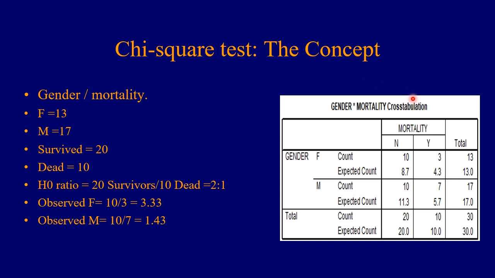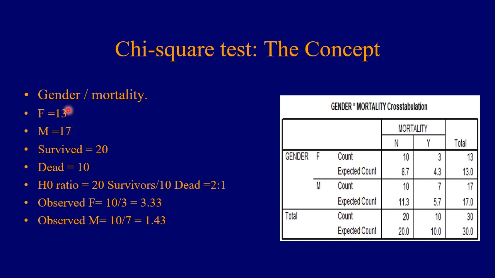Let's take this example in which we want to check the gender mortality in a group of 30 patients with a certain disease. Those 30 patients were divided into 13 females and 17 males. 20 of them survived and 10 died. So the odds ratio for survival against death is 20 to 10, that's 2 to 1. If there is no difference between the genders in the odds ratio, if twice as many females survived as females who died, and the same applies to the males, then there is not much difference between the two groups.